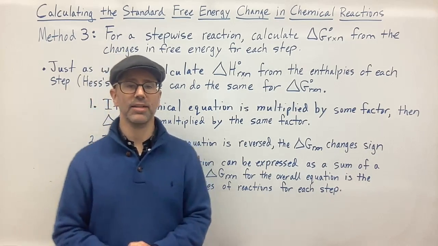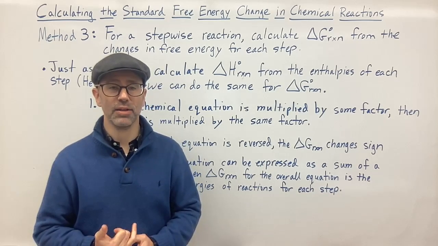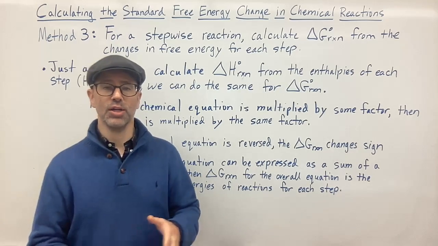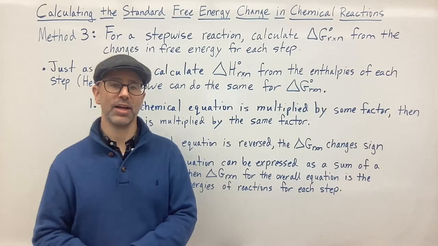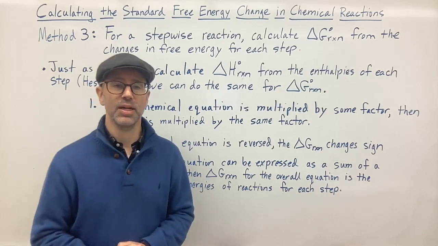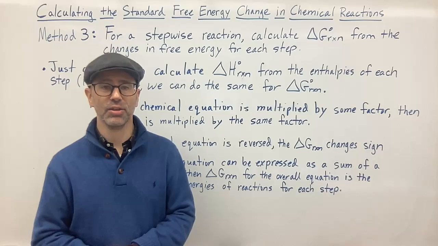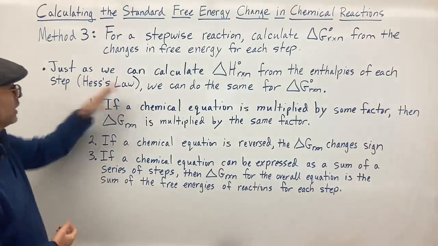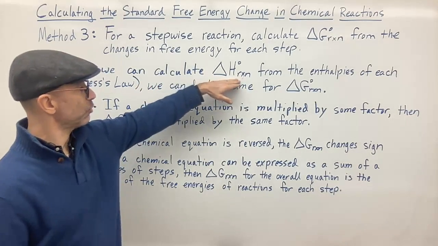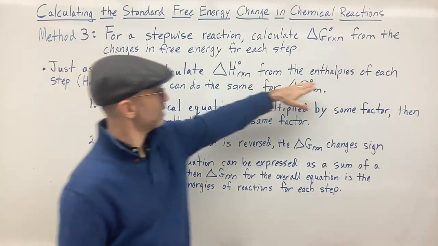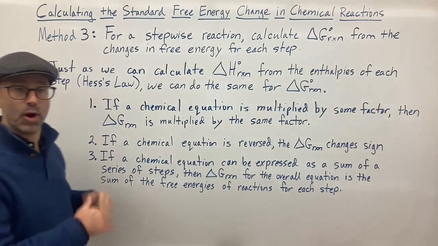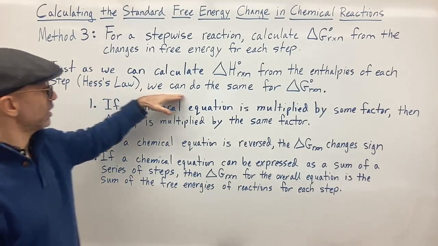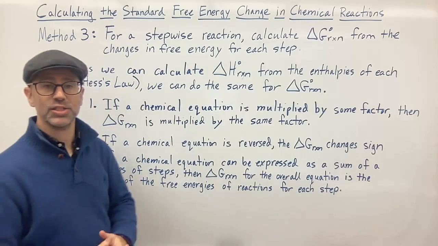So just like we had done that for the standard enthalpy changes of a reaction, right? So if you have certain reactions that when you add them up together, they add up to another reaction, you can add up the enthalpies of the individual steps to get the final total enthalpy change of the reaction. You can do the same thing for free energy changes. So just as we can calculate the standard enthalpy change of a reaction from the enthalpies of each step, if we have a stepwise way of getting to the final product, again, that's Hess's law, we can do the same for our standard free energy change of a reaction.